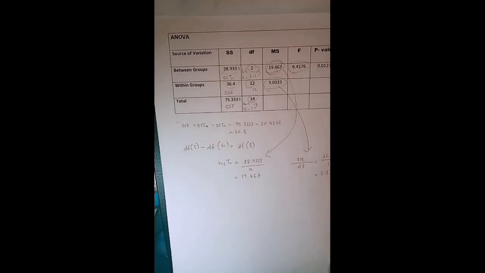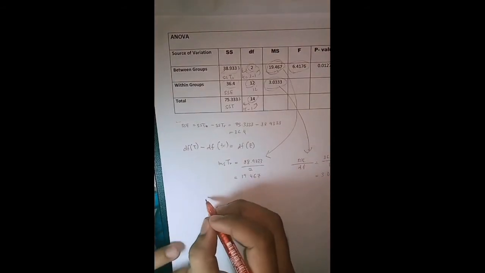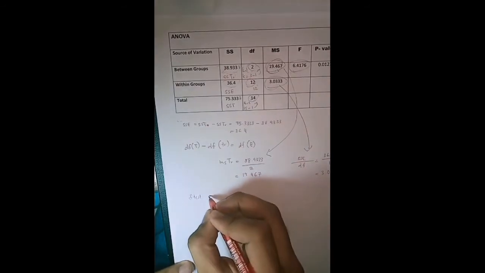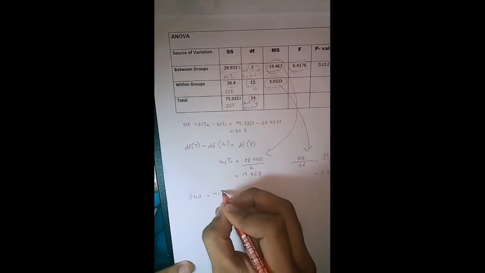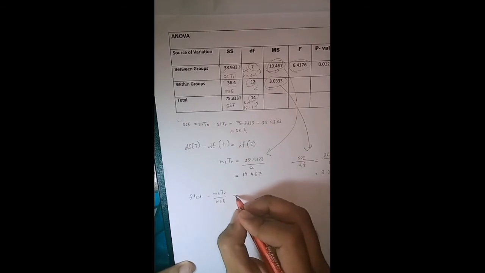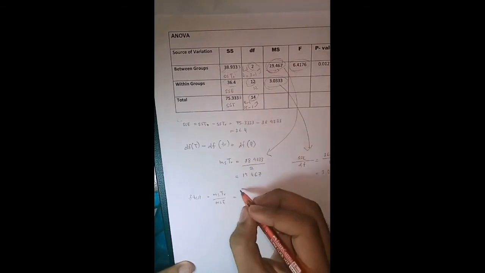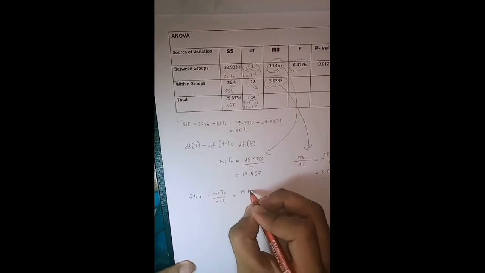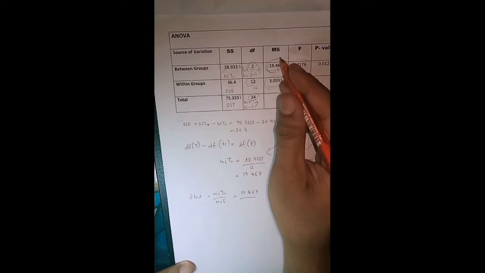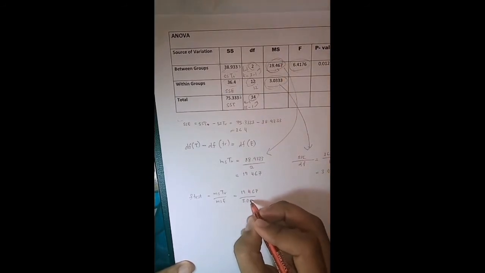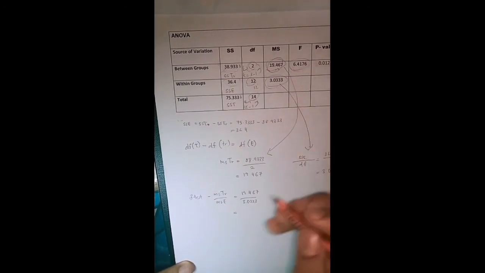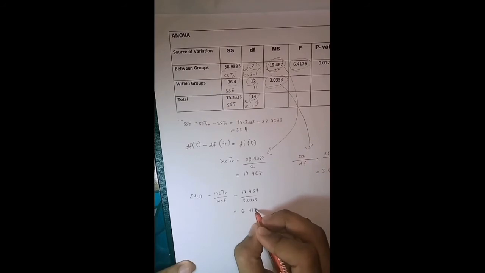Okay, and lastly, how do you get the F-test? The F-test is MSTR divided by MSE. So we take 19.467 divided by the within group mean square, 3.0333. We will get 6.4176. This is the F-test calculation.